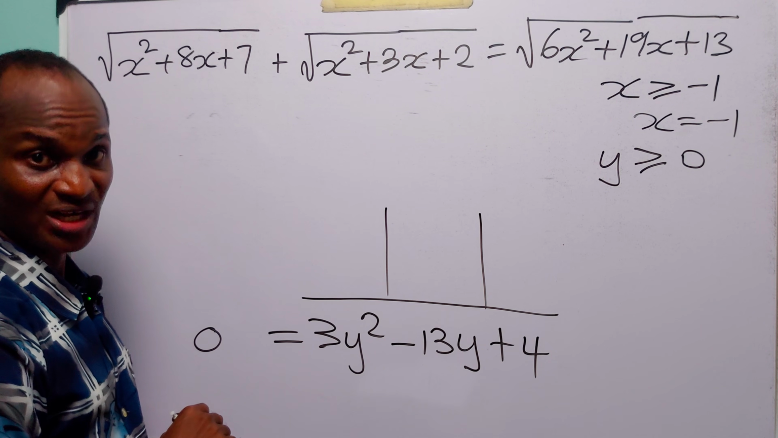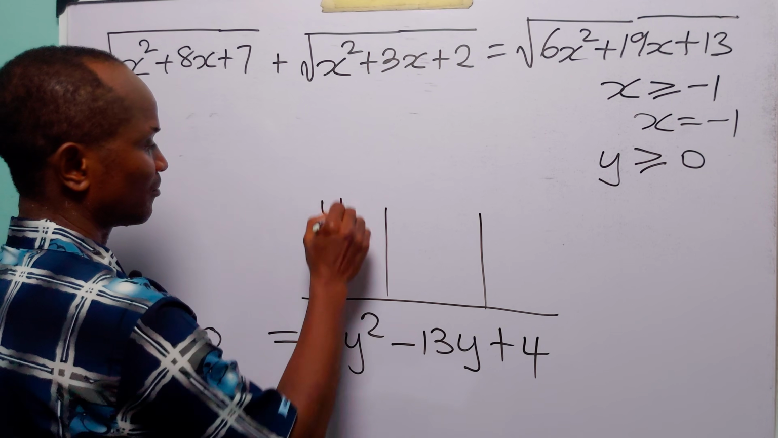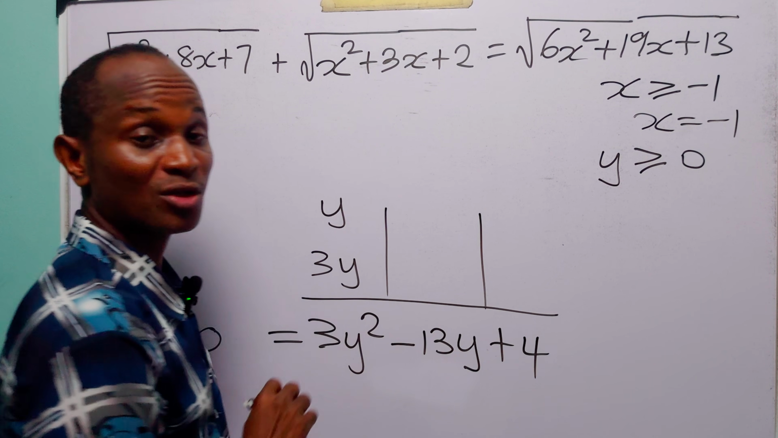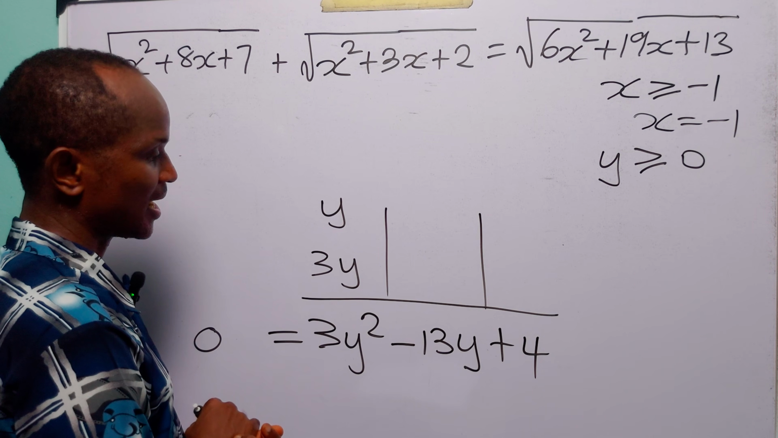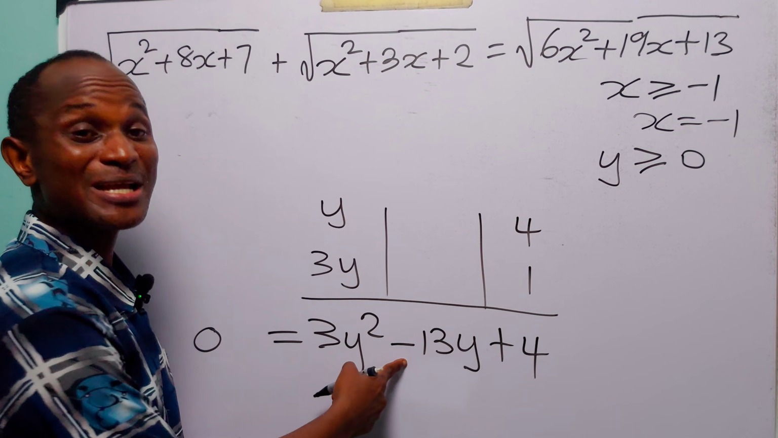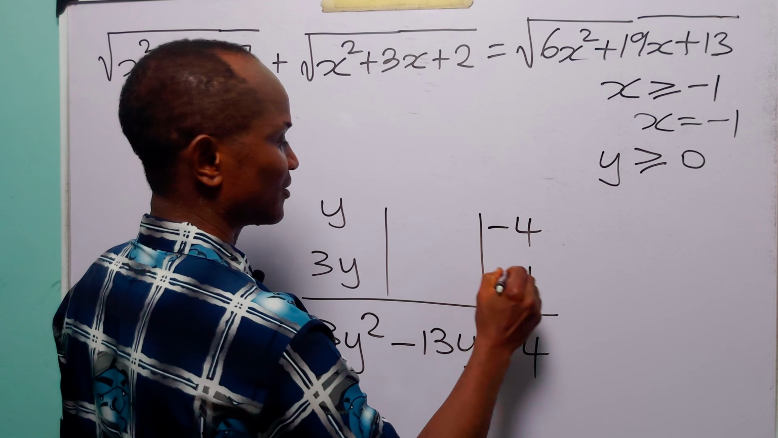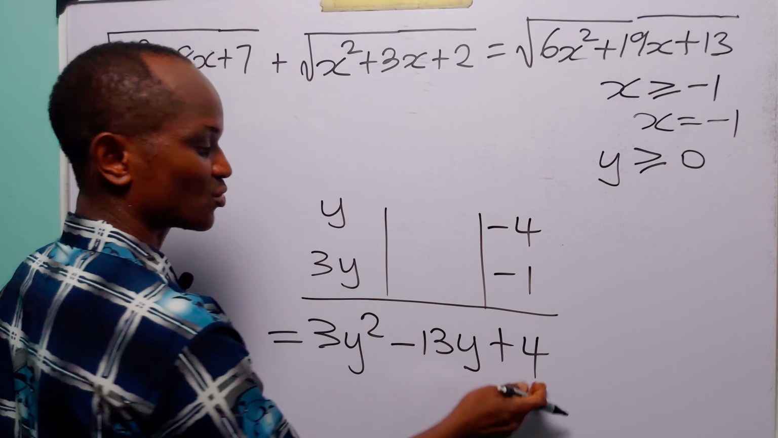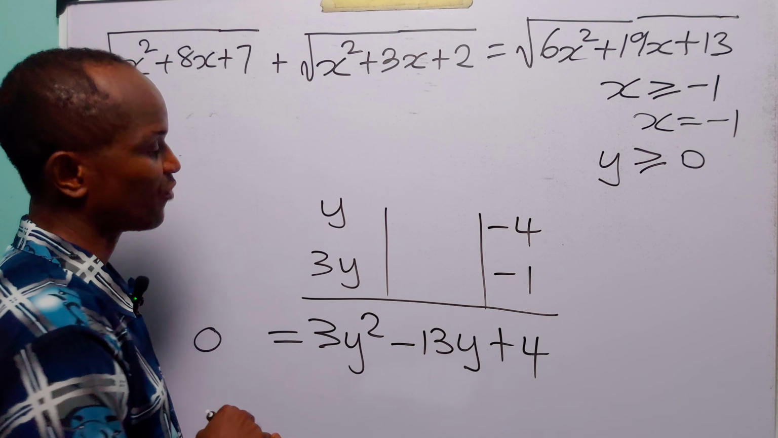What are the factors of 3y squared? We have y and 3y. What are the factors of 4? We have 4 and 1. But since the middle term is negative, let this be minus 4 and let this be minus 1. Of course, you know that minus 4 times minus 1 is still going to give us plus 4.